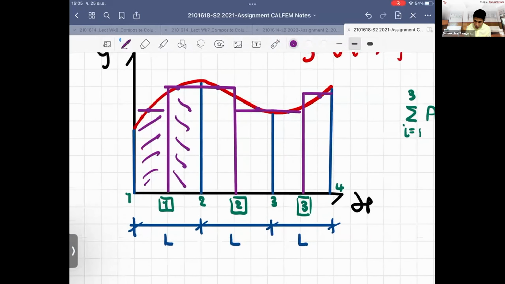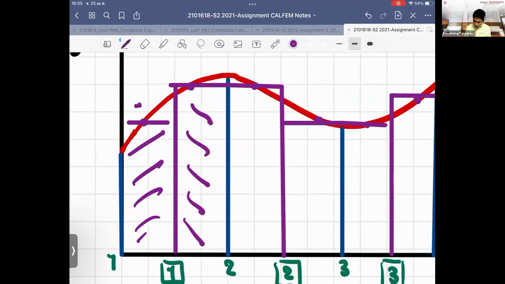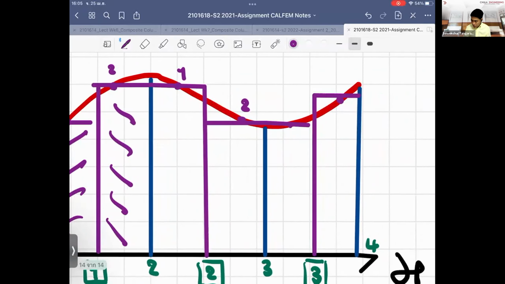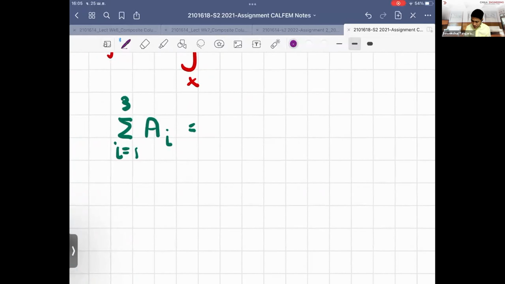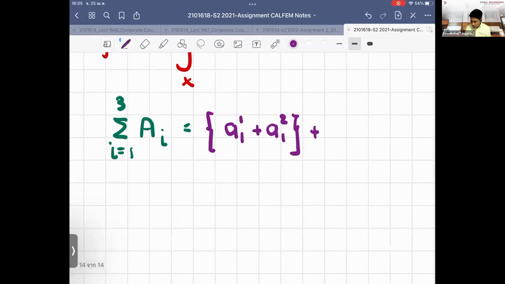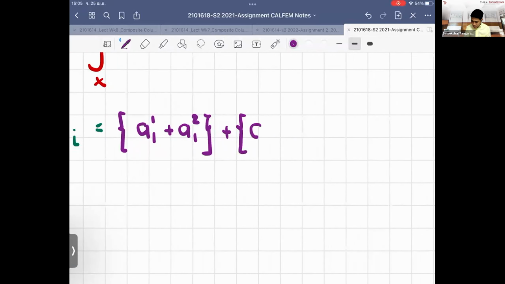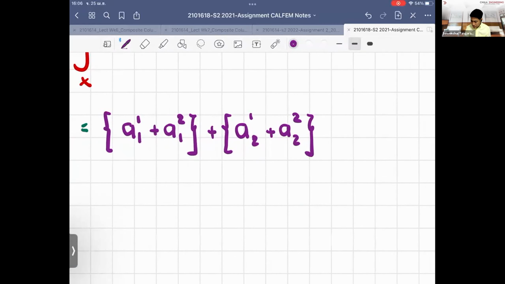For example, this is Gauss point number 1, this is Gauss point number 2, number 1, number 2, and so on. So what it means is trying to find the sum of the areas at Gauss point number 1 of element 1 plus Gauss point number 2 of element 1, and I add them. For these 3 elements.